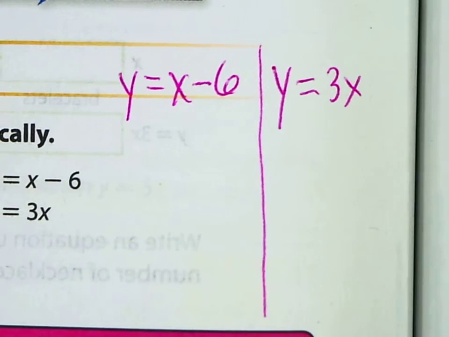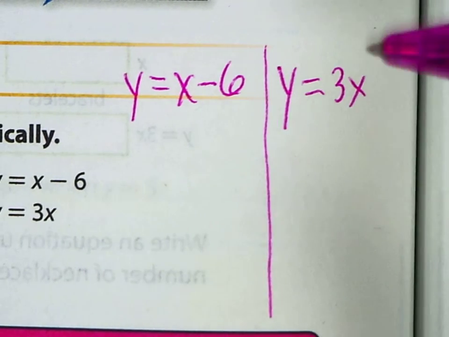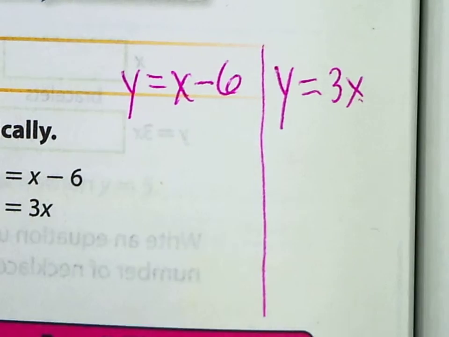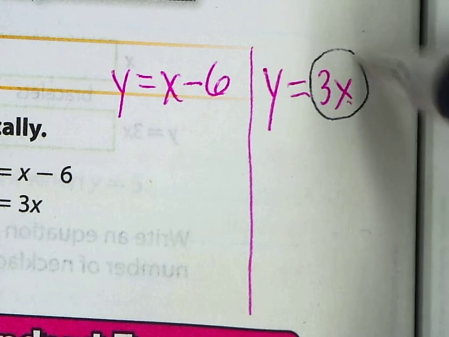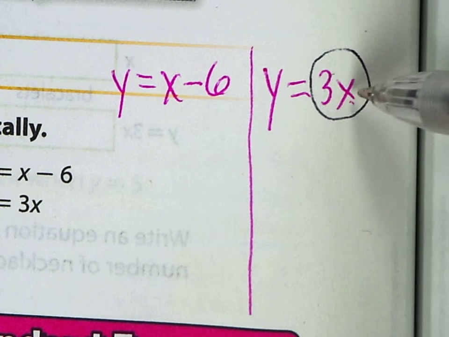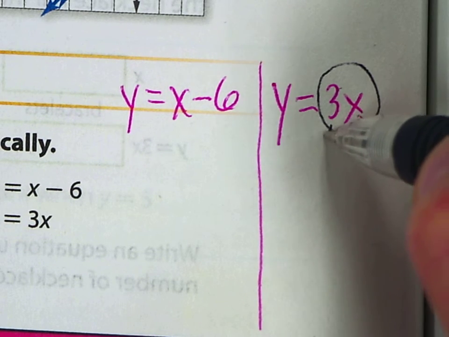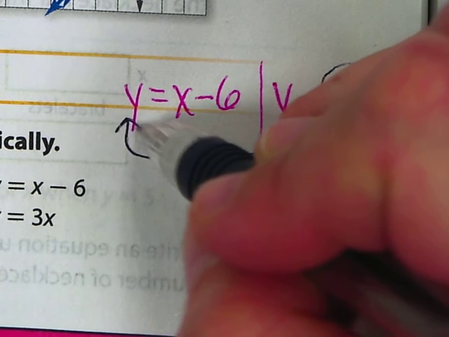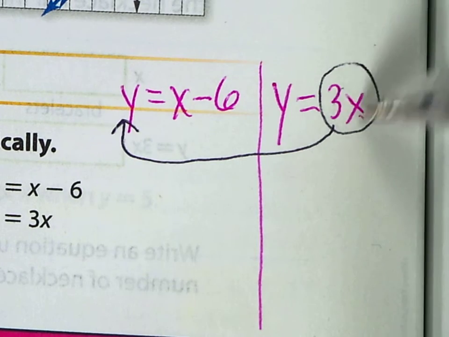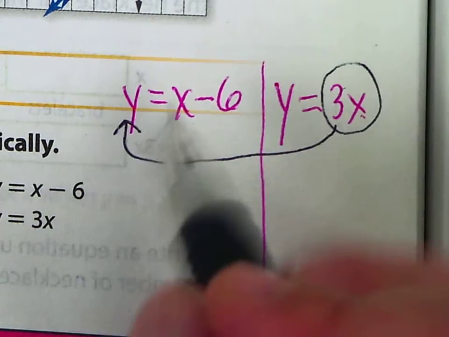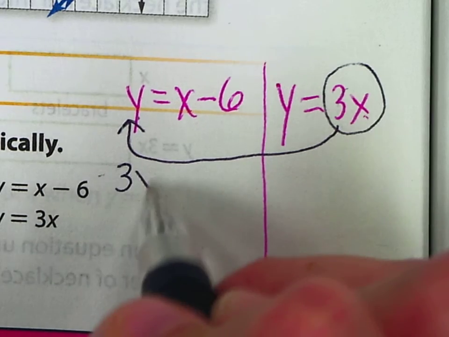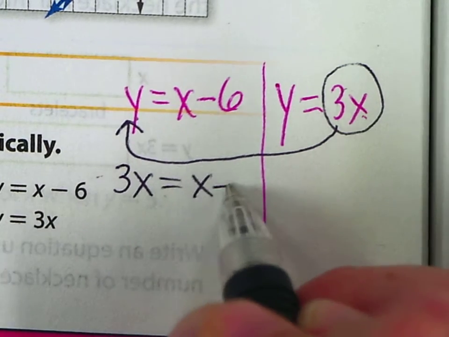Okay, so you can start with either equation. So I'm going to start over here. y equals 3x. This is y's answer. So if this is the answer for y, if y equals this, I'm going to take this and plug it into this y right there. I'm going to substitute y's answer in for this y. So instead of writing y, I'm going to write 3x equals x minus 6.